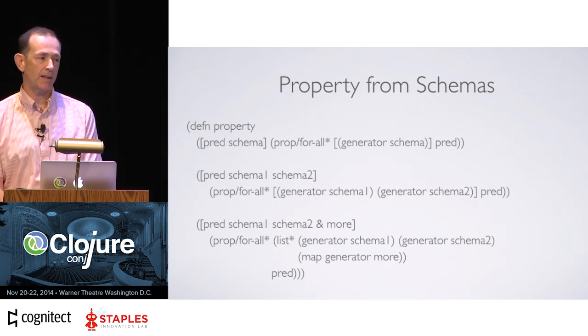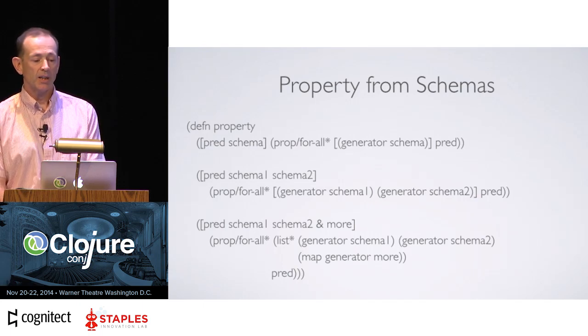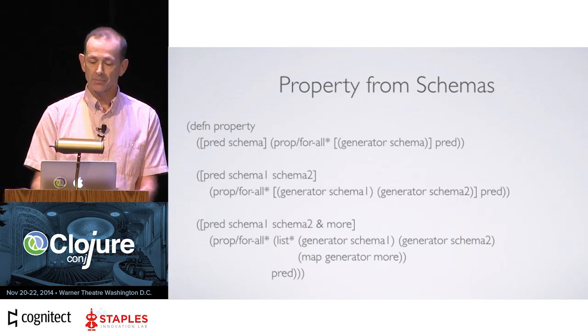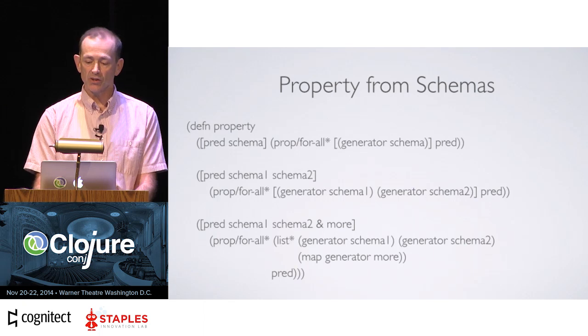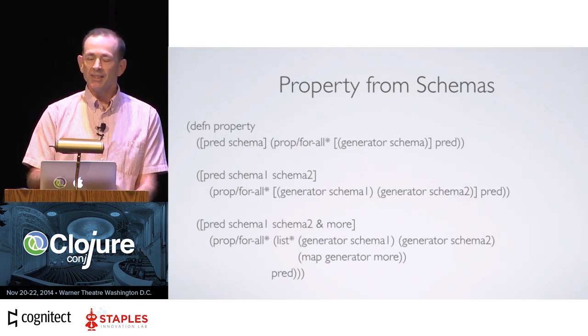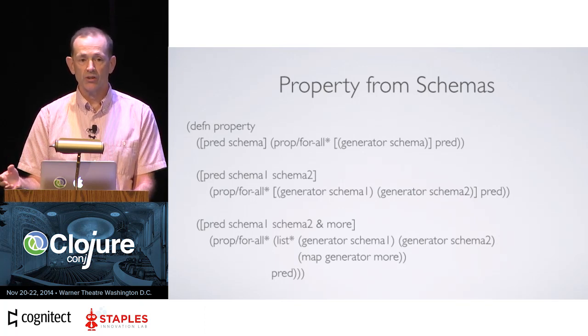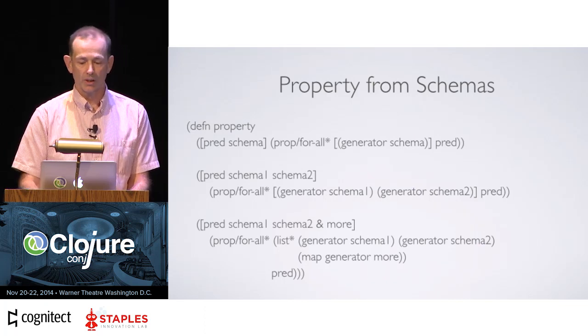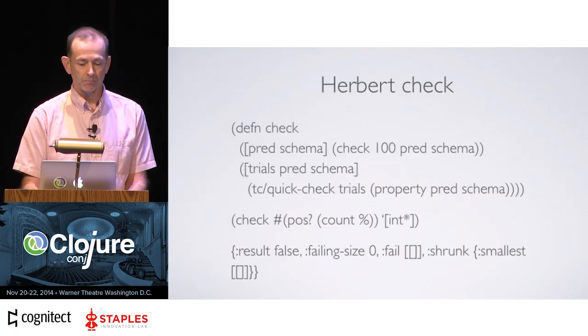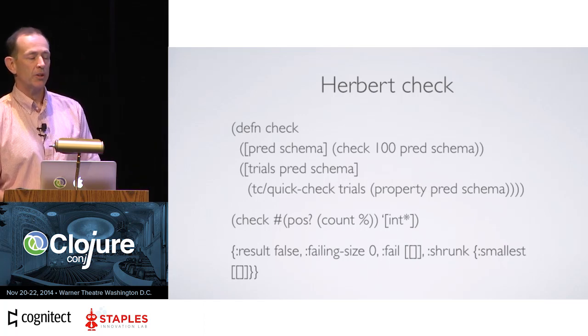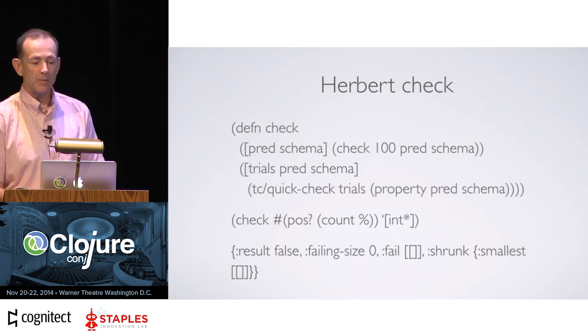In some cases, you might have a predicate that takes more than one argument, and so then you would give it a schema for each of those arguments, and we'll generate multiple generators. Anyway, to me, this fits into the Clojure way of doing higher order functions. If you think about how map works, map takes some kind of function argument and then a bunch of other collections. So the generators here are standing in for those collections. And Herbert check is my wrapper over quick check. And it's the same idea.